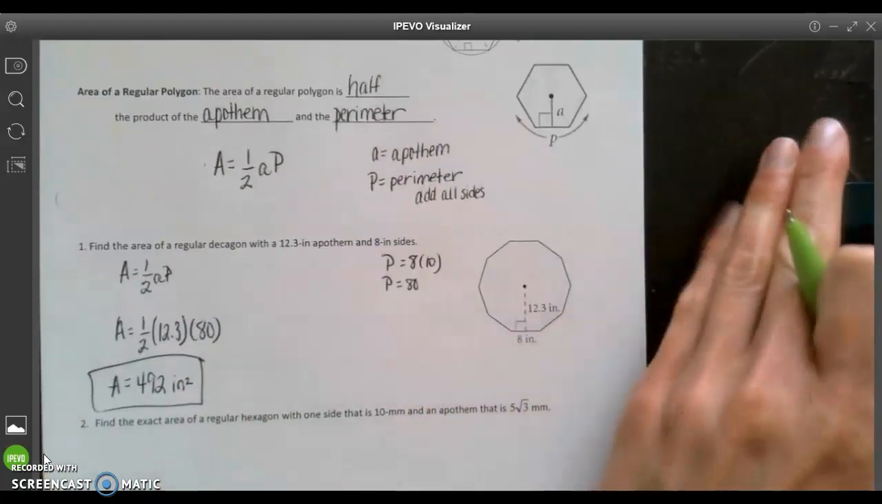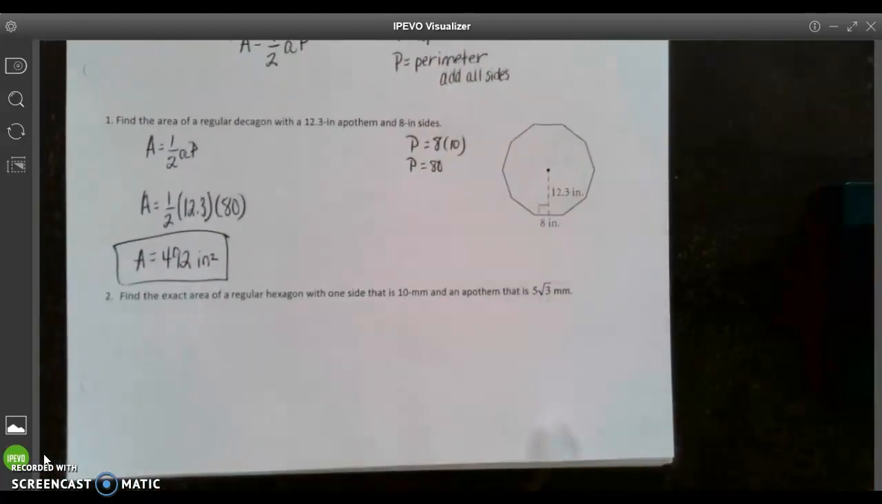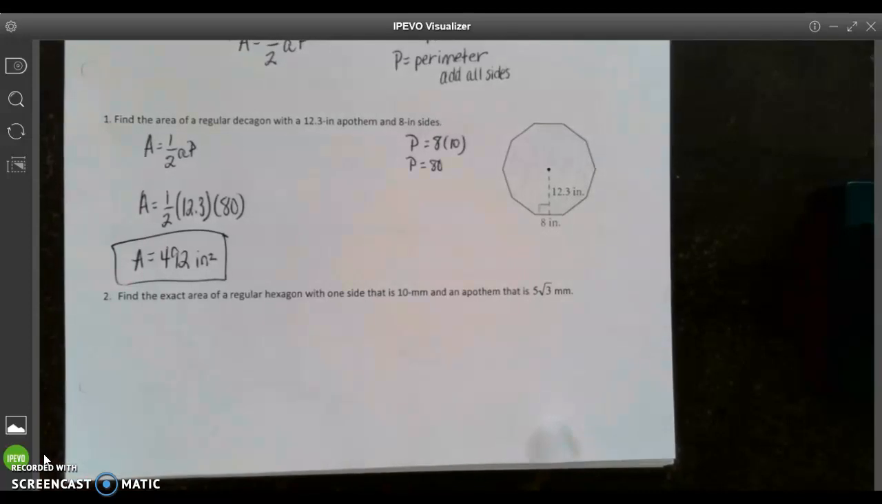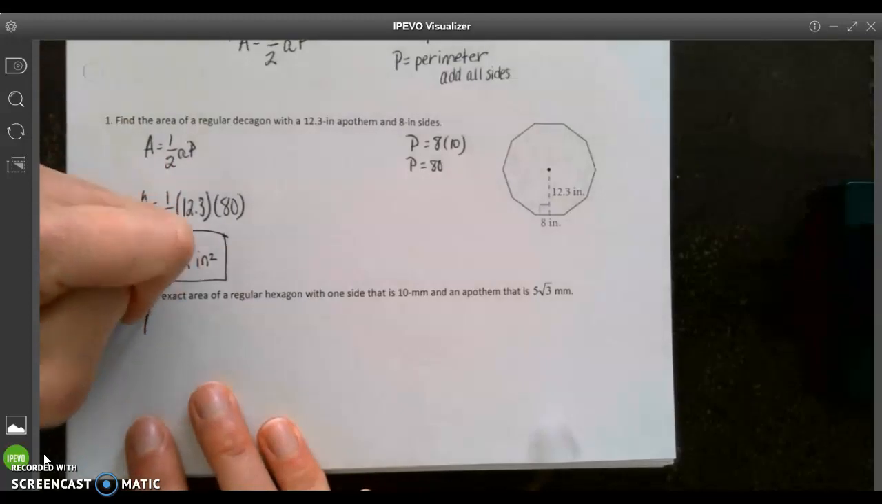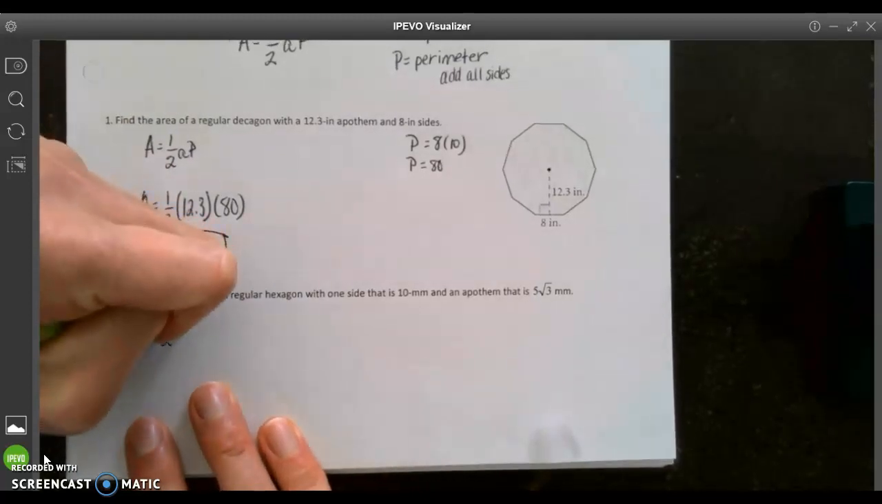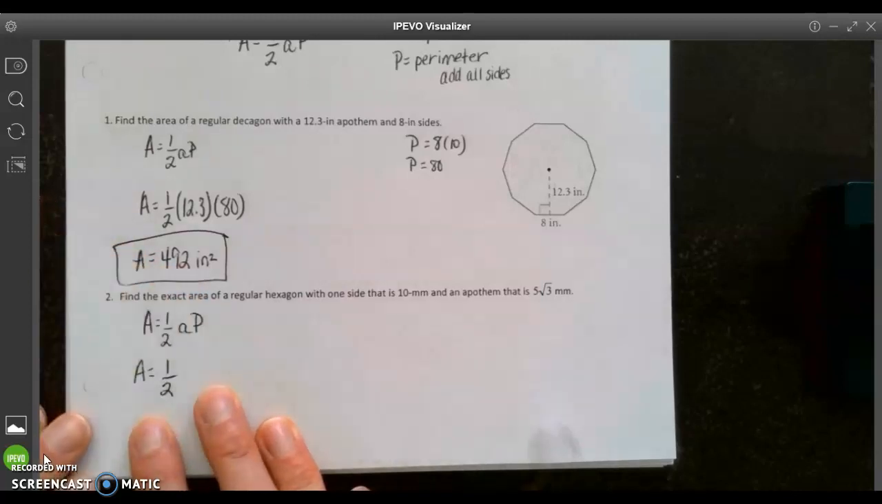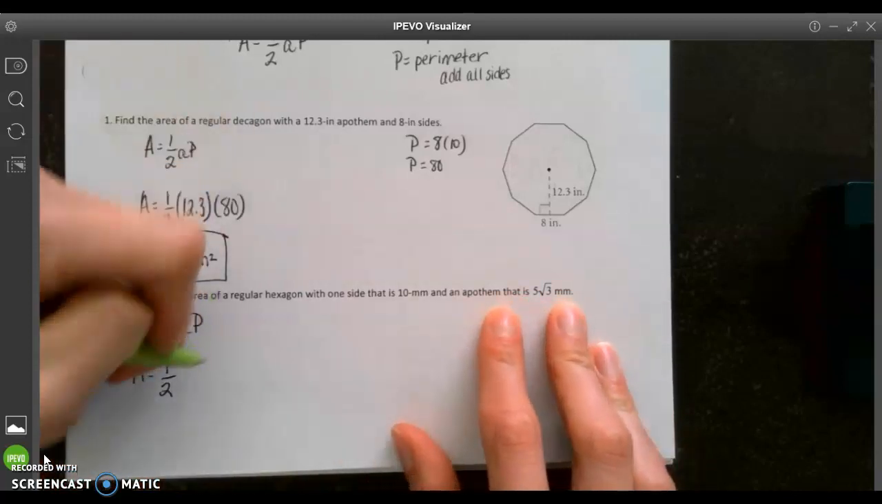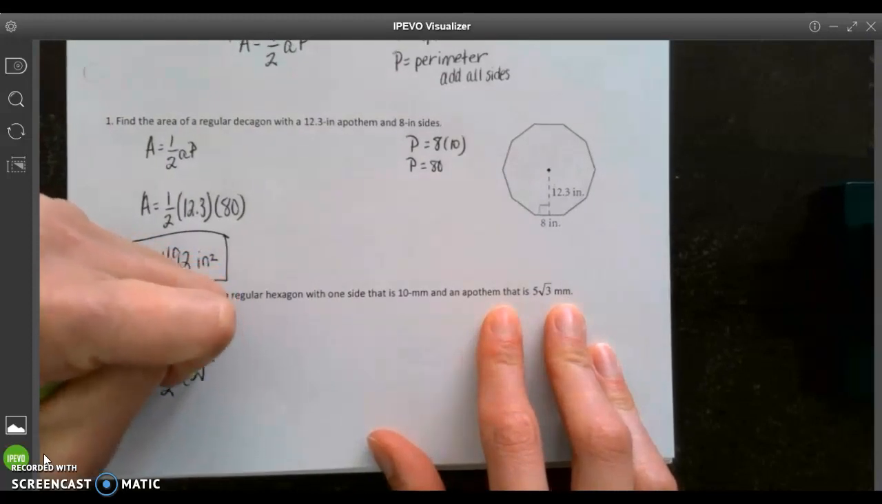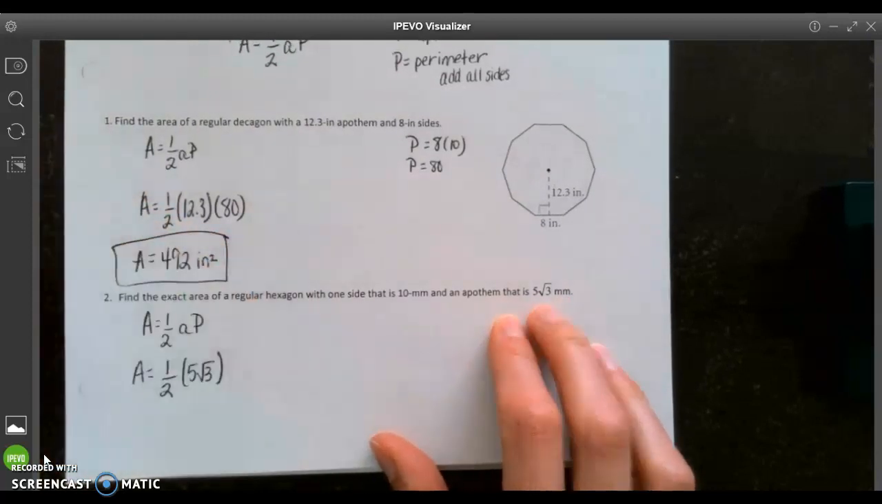So the next one says, find the exact area of a regular hexagon with one side that is 10 millimeters and an apothem that is 5√3 millimeters. So using the formula, area equals 1/2 apothem times perimeter. 1/2 will stay the same. Well, we're told our apothem is 5√3. We had a similar problem like this. I think it was with trapezoids, where we had a root 3.